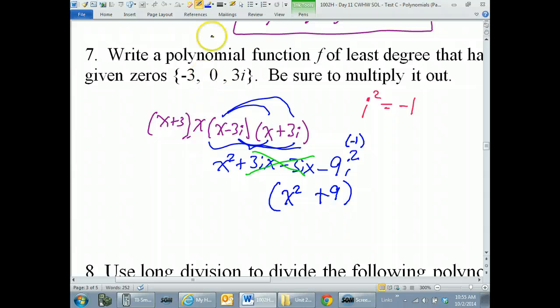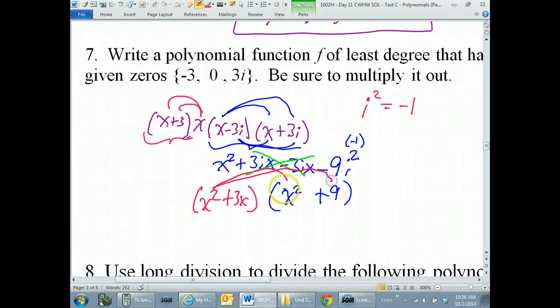Now I'm going to do these guys over here on the left. Over here, I'm just going to distribute the x. So if I distribute the x, I'm just going to get x squared plus 3x. So I've got x squared plus 3x. Okay? But I have to keep going. Now I need to double distribute this some more. So if I distribute the x squared, x squared times x squared is x to the 4th power. X squared times 9 is 9x squared.